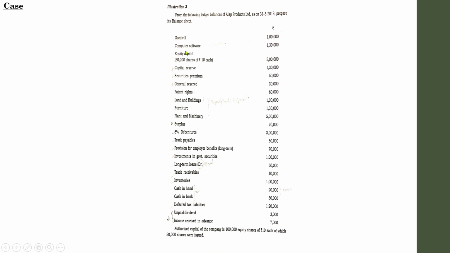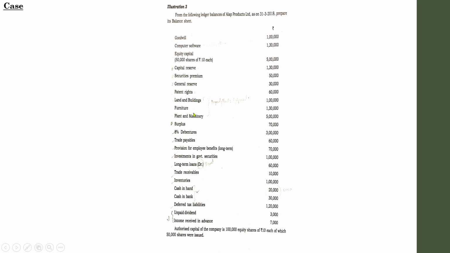See, all these items are related to one of the key elements of the final accounts. First one, goodwill. We know what is meant by goodwill and where it has to be recorded. Computer software actually comes under other intangible assets. Capital reserve, security premium comes under reserves and surplus. General reserve also comes under the head reserves. Patent rights is another intangible asset.